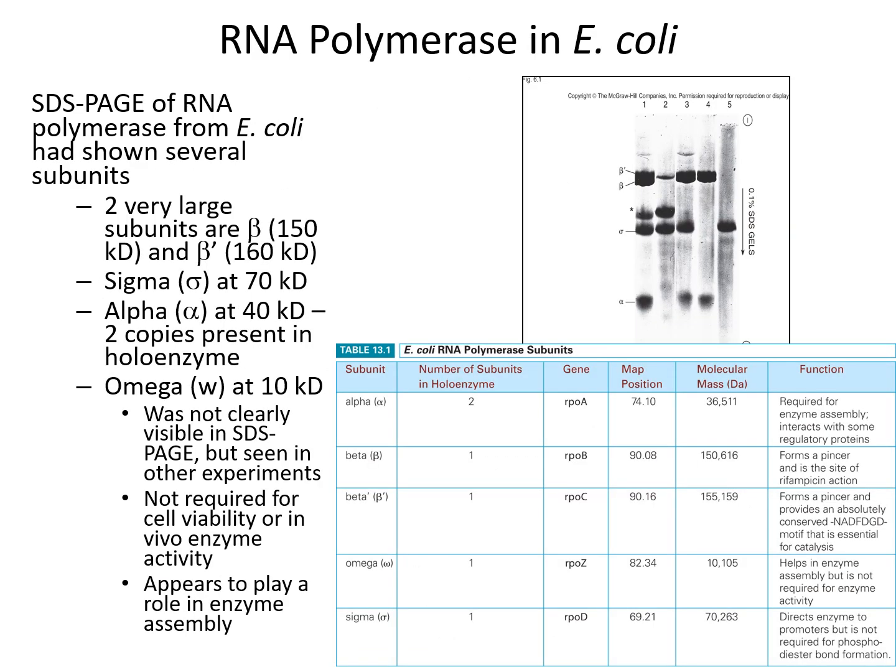RNA polymerase is a complex protein. It has several subunits, as you can see here from this SDS-PAGE gel showing the different subunits in the RNA polymerase. It has 2 alpha subunits, 1 beta, 1 beta prime, 1 omega, and 1 sigma. And in the next few slides, we will discuss the function of each of these subunits during the transcription.